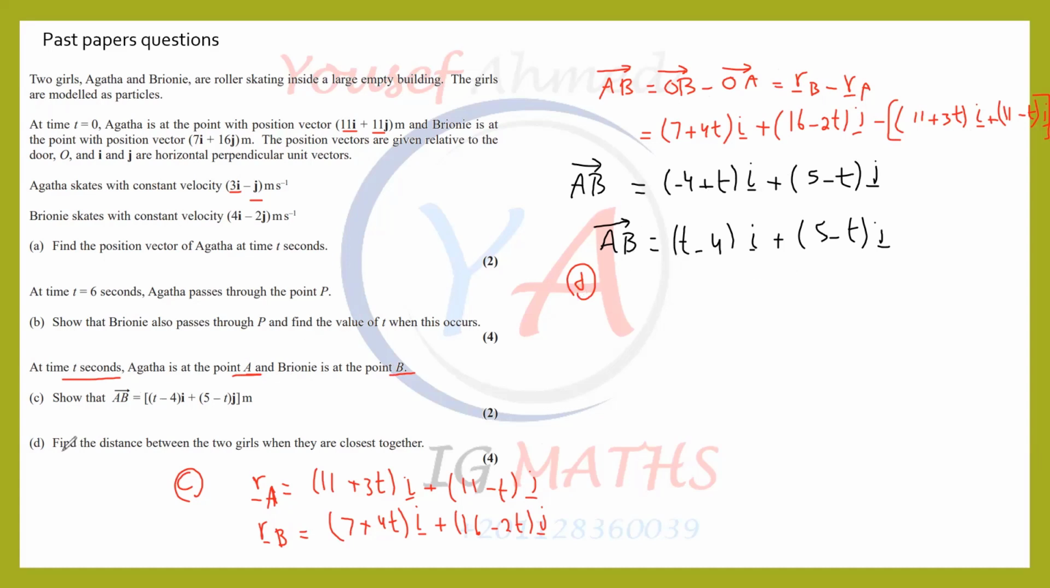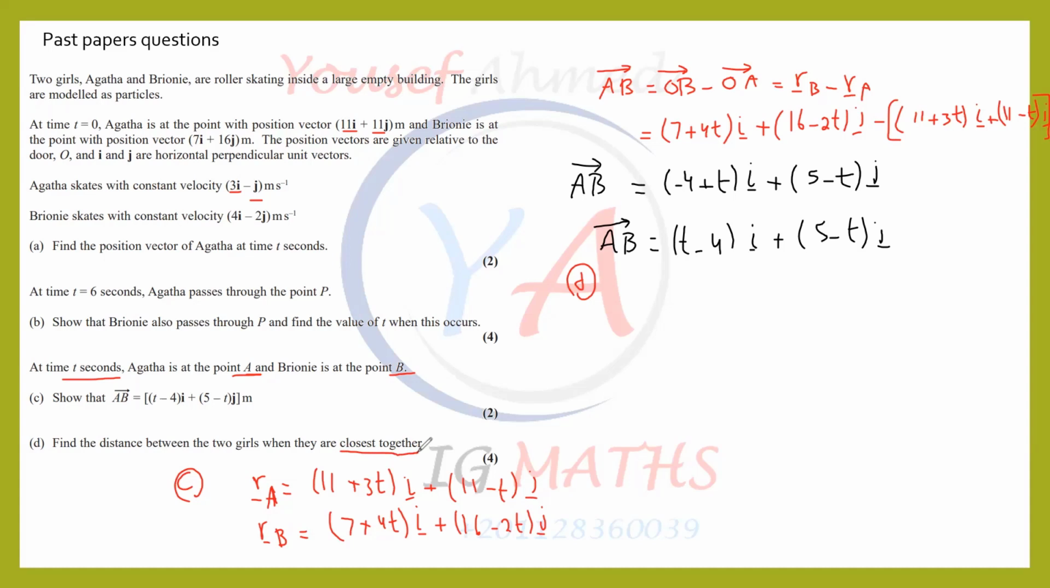And then it's mentioned, find the distance between the two girls when they are closest together. So when they are closest together, there is a minimum distance. Okay, so there is a minimum distance between the two girls.